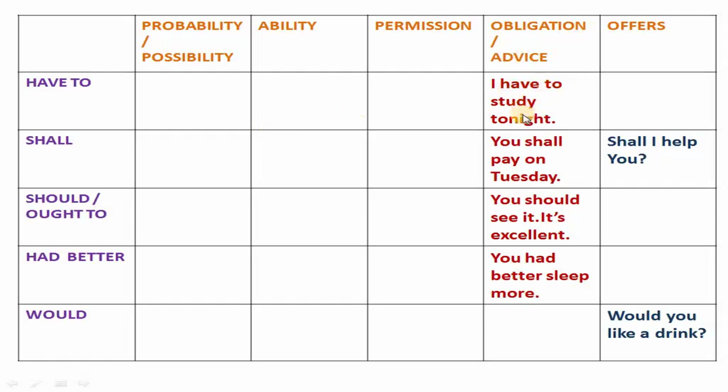I have to study tonight. Shall. You shall pay on Tuesday. Shall I help you? These are offers and this is obligation or advice. Should or ought to: you should see it, it's excellent. Had better: you had better sleep more. This is obligation or advice. Would: would you like a drink? That is an offer.